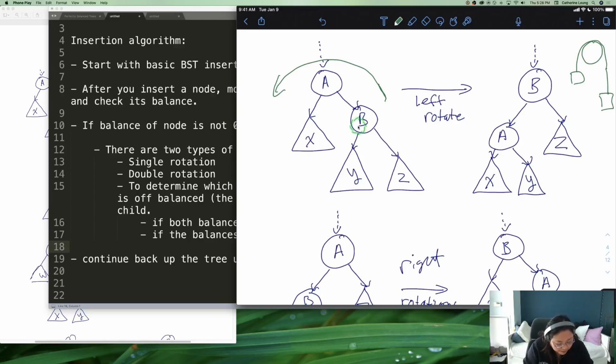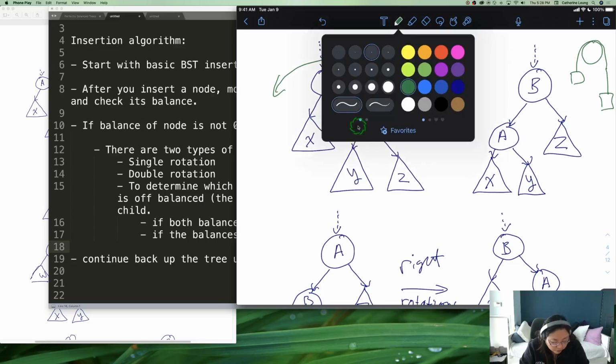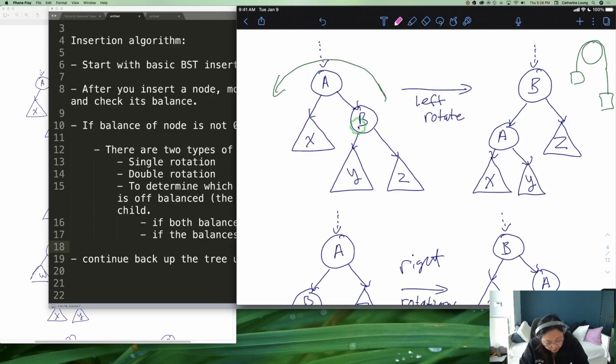Now you look at that and you go, okay, so that seems kind of complicated. Like, how do we even code this thing, right? But it turns out that it's actually not all that complicated. So the good thing is that each of these triangles over here represents entire subtrees.